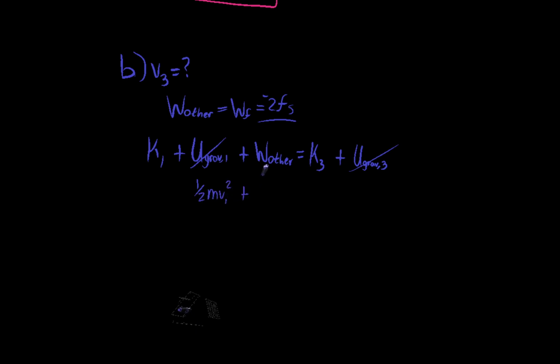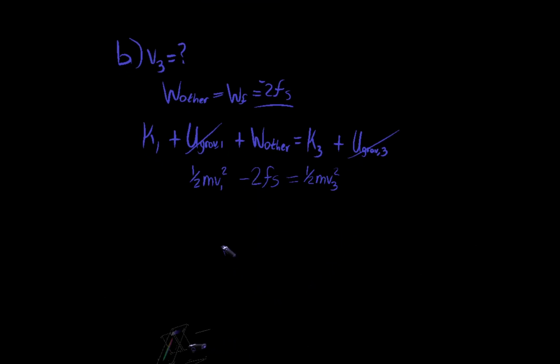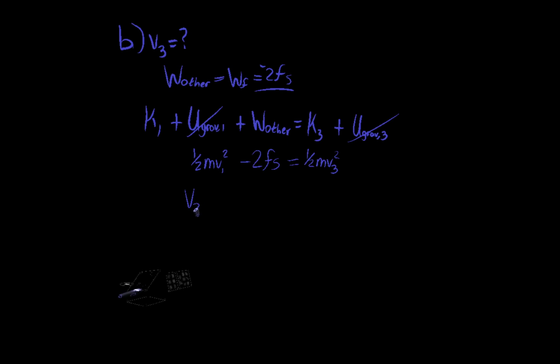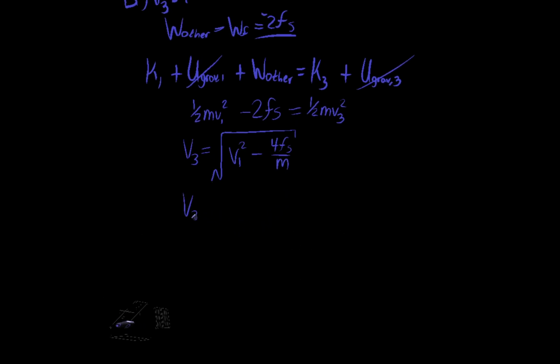mv1 squared plus work other is going to be equal to this. So I'll just stick it in there. So minus 2fs is equal to this term, 1/2 mv3 squared. And v3 is what we're solving for. So if you solve for v3, let's skip a couple steps here. It's going to be under a radical, we know: v1 squared minus 4fs over m. And if you plug in the numbers, I'll let you do that, you get that the speed at the bottom is 2.5 meters per second.